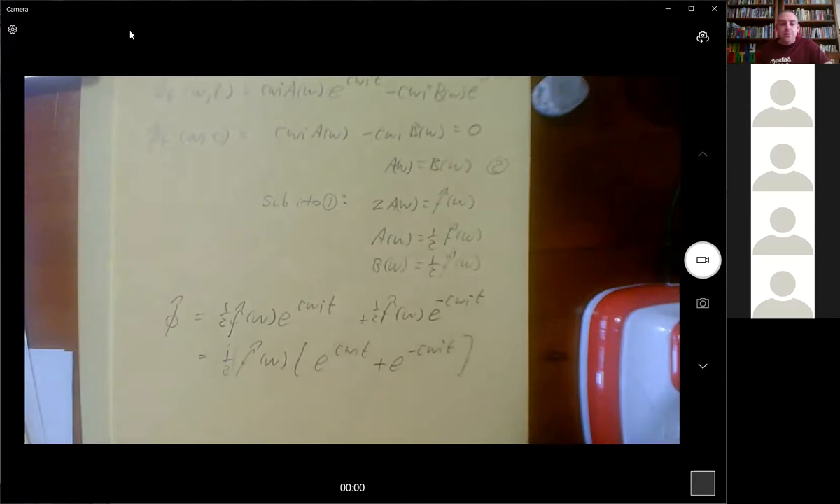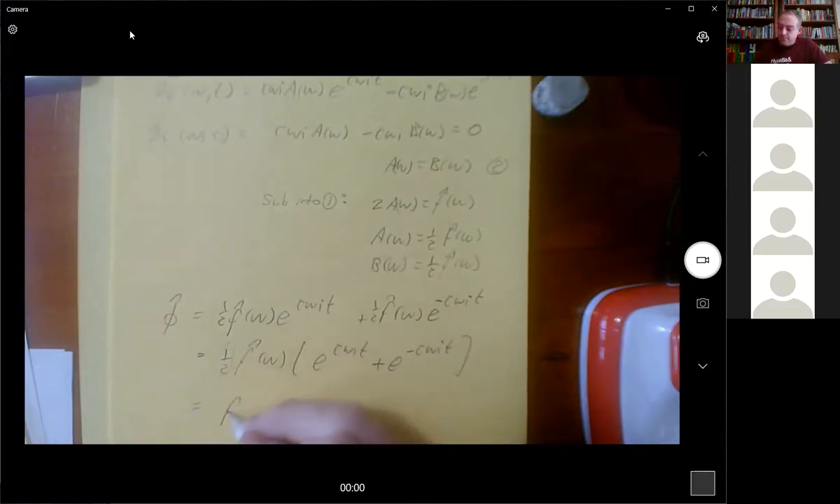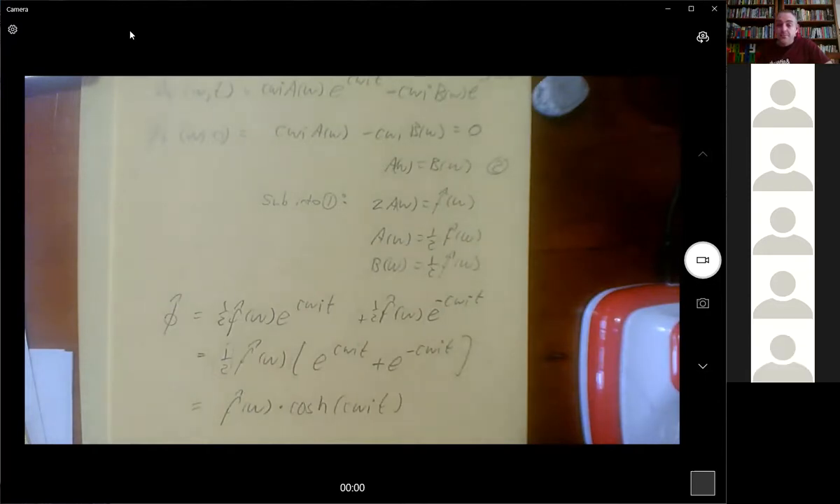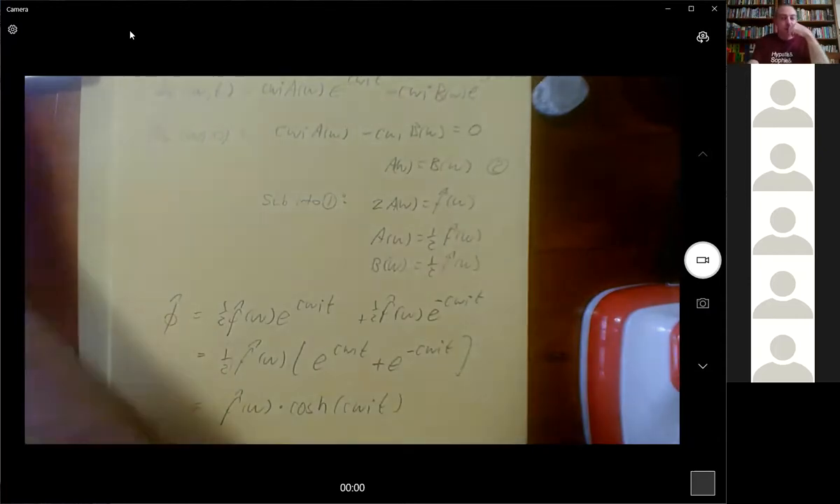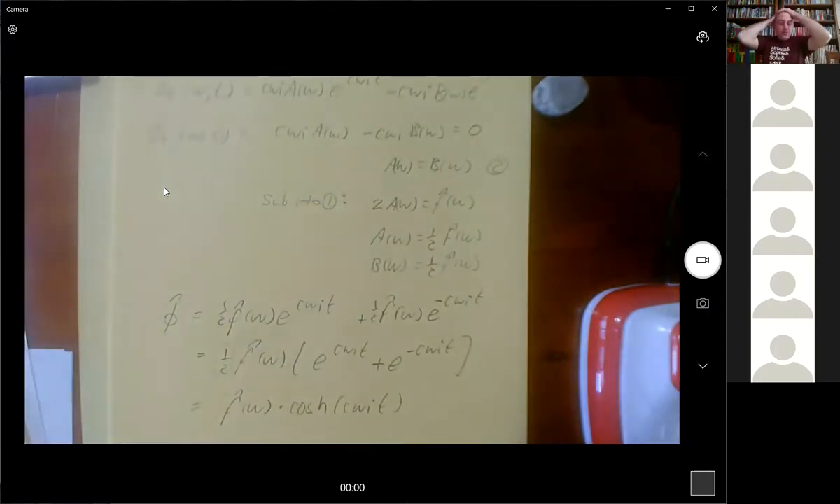This is cosh of cwt, because cosh is e to the thing plus e to the minus thing divided by 2. Not that I know what that means, it's just interesting. All right, okay, so just a second.